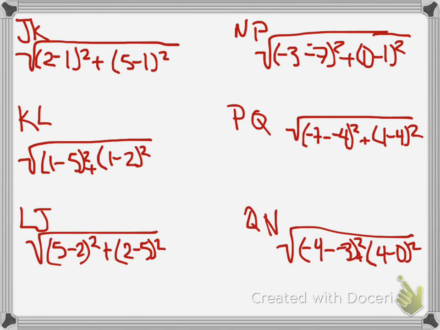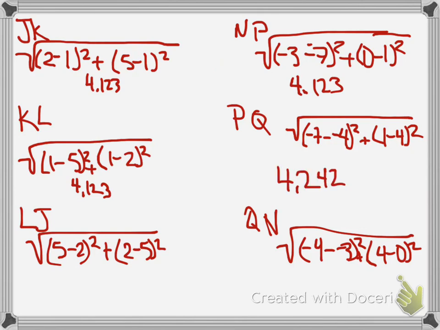Then after that, all I've got to do is pop it into the calculator and just start pressing enter. So JK, I get a distance of 4.123. I'll take the decimal answer. I don't need a simplified radical. We'll talk about simplified radicals later, but not right now. NP, same thing, 4.123. That'll work. Okay, actually I'm going to check that off later. KL, 4.123. PQ, 4.242. Oh, no, they don't match. This means they must not be congruent.